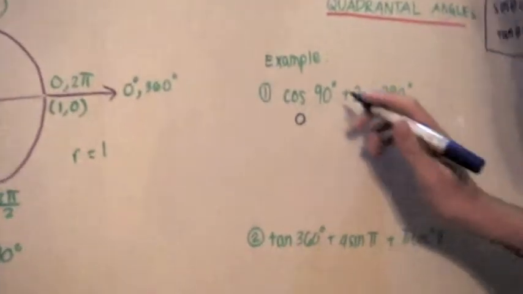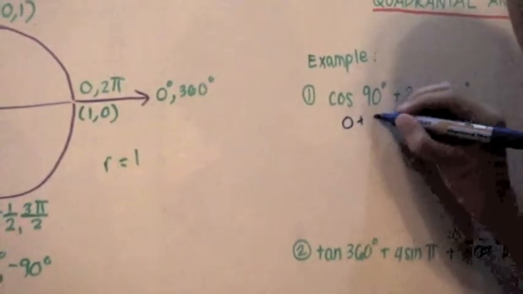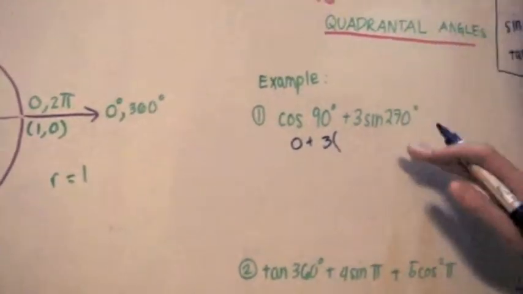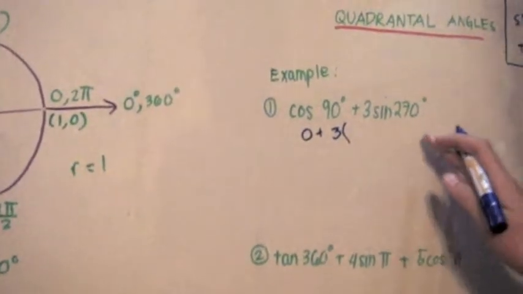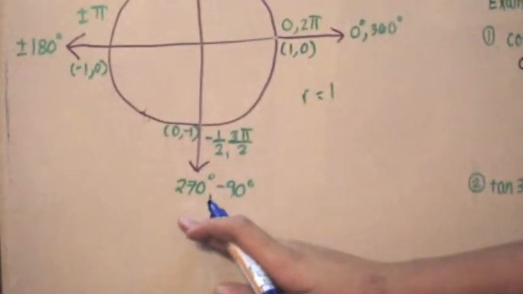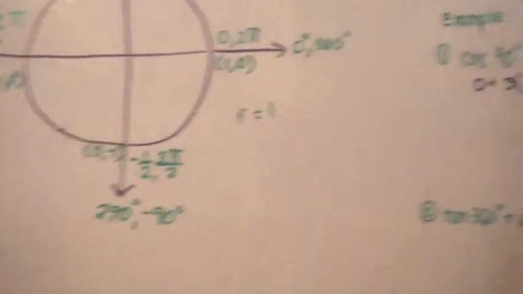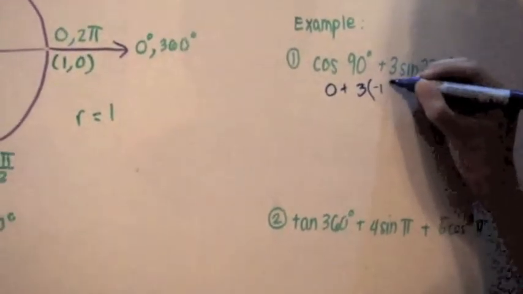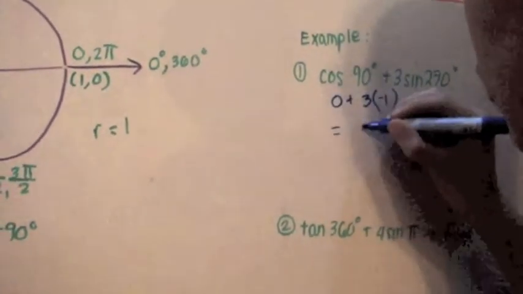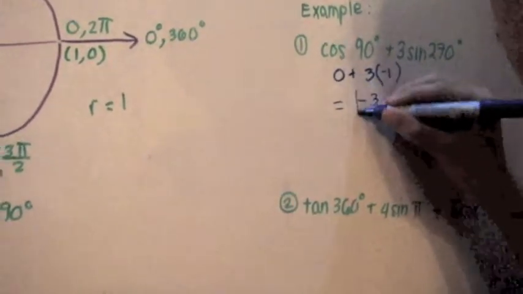And then since we have here 3 parentheses, sine is y over r. We have here 270 degrees. y is negative 1 and r is 1, so that will give us negative 1. So our final answer will be negative 3.